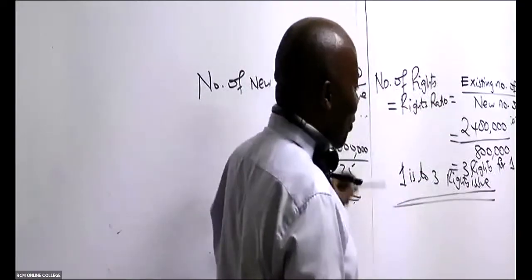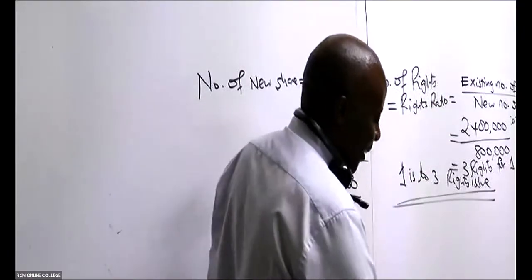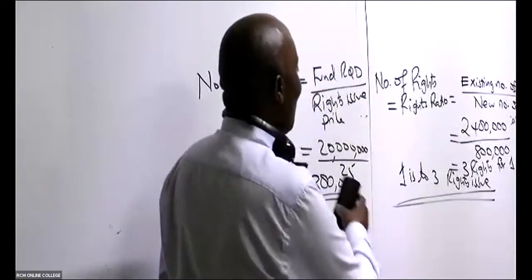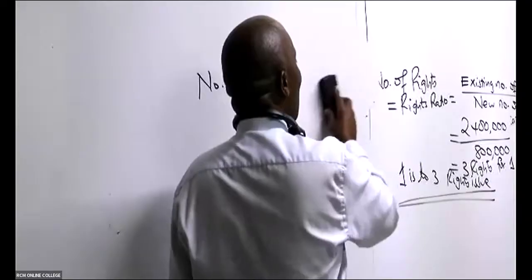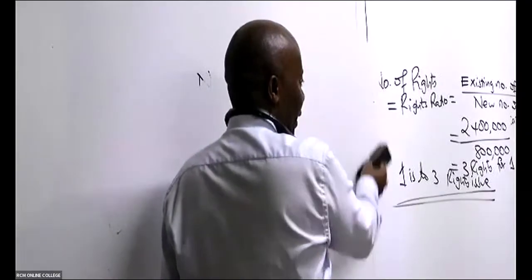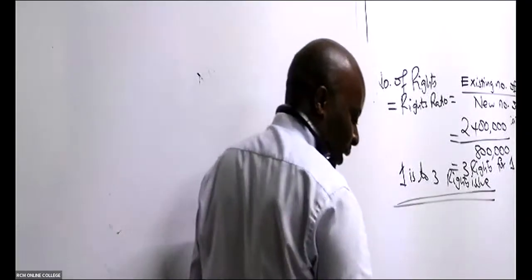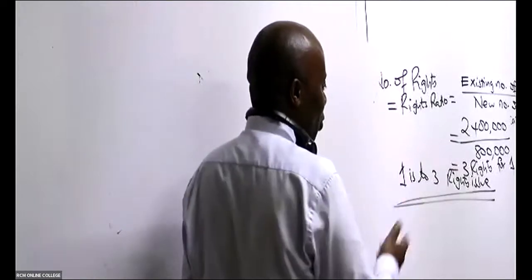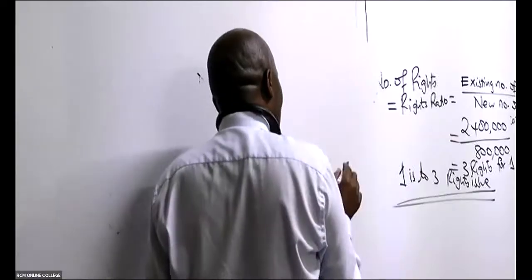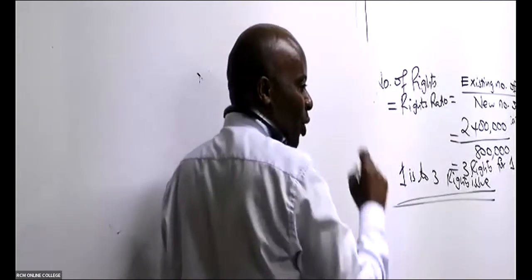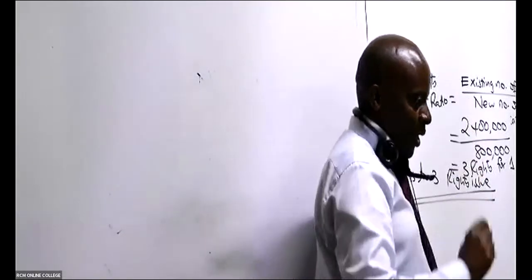One new share for three old, isn't it? Yes. It can never be the other way around. The farm will die. You can't have one old share and then you are given three new. So whenever you see this 1 to 3, it means that for every 3 old shares you have, you get 1 new share.